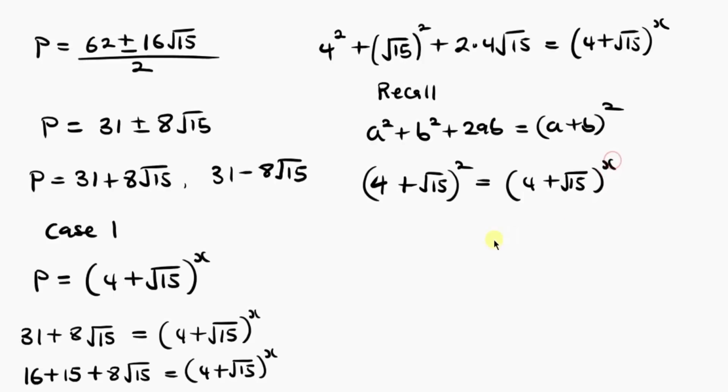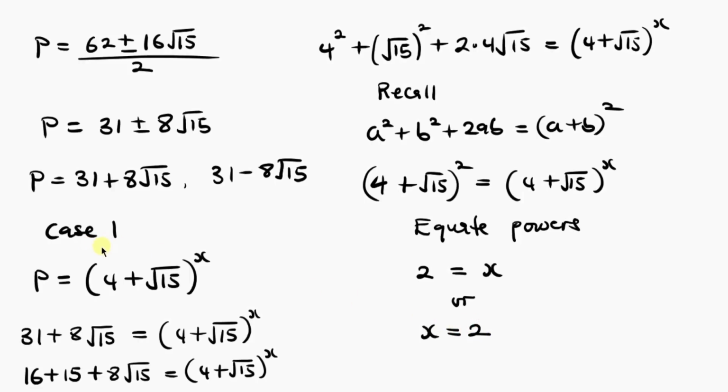Now notice something very, very special here. You will notice that the base on the left is the same as the base on the right. And since the bases are equal, what happens? We equate the powers. So the power on the left, 2, is equal to the power on the right, which is x. Or we can write it in the proper way: x is equal to 2. That is it. We got this answer from what?